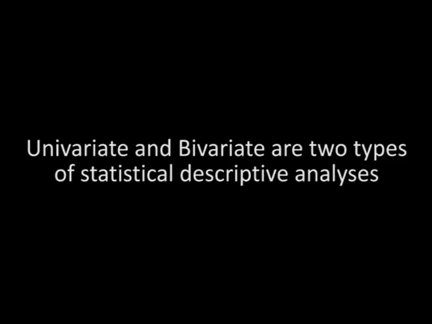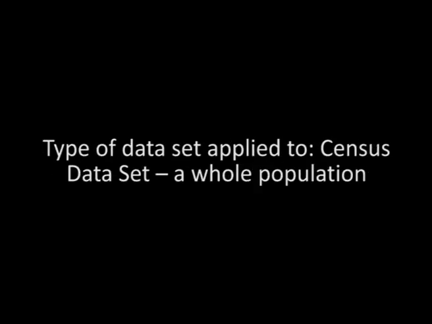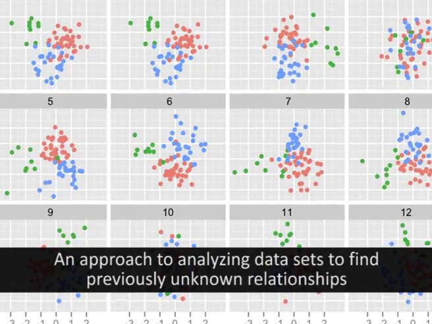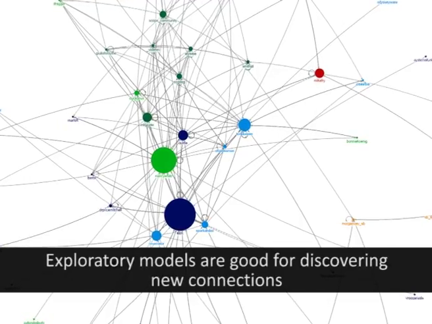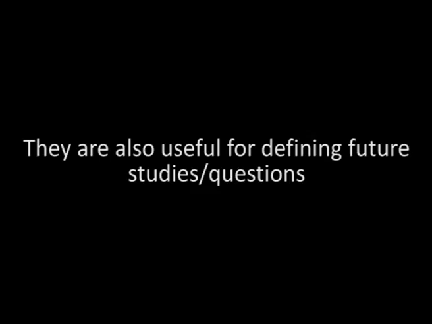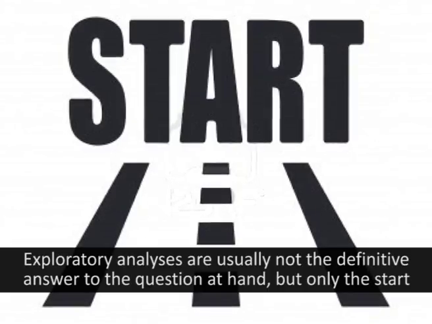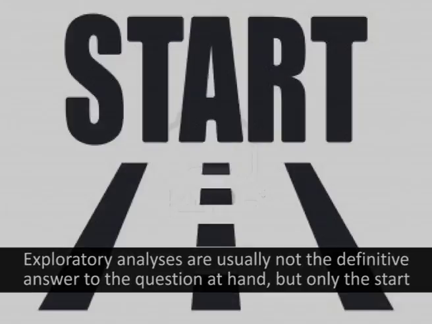Univariate and bivariate are two types of statistical descriptive analysis. Type of data set applied to: census data set, a whole population. Example, census data. Exploratory, an approach to analyzing data sets to find previously unknown relations. Exploratory models are good for discovering new connections. They are also useful for defining future studies or questions. Exploratory analyses are usually not the definitive answer to the question at hand, but only the start. Exploratory analysis alone should not be used for generalizing and/or predicting.